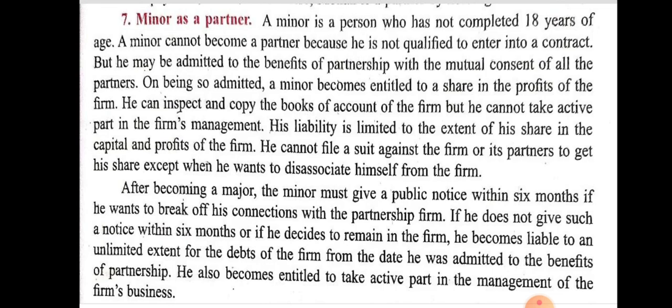Number 7, minor as a partner. A minor is a person who has not completed 18 years of age. A minor cannot become partner because they are not qualified to enter into a contract. But he may be admitted to the benefits of the partnership with mutual consent of the other partners.